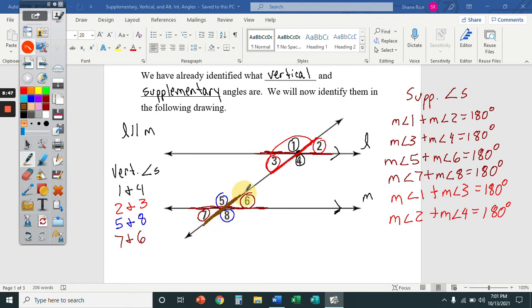But if I draw another line right here at this vertex, I see 5 and 7 are beside each other. So that means the measure of angle 5 plus the measure of angle 7 is equal to 180 degrees. I'm not doing anything fancy. I'm just looking at the straight lines. What angles are beside each other? And then I also see that 6 and 8 are beside each other. So the measure of angle 6 plus the measure of angle 8 equals 180 degrees.